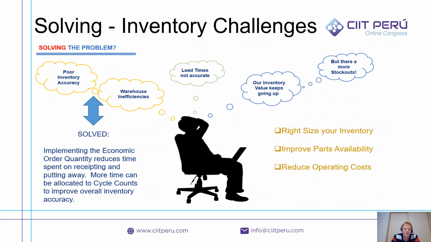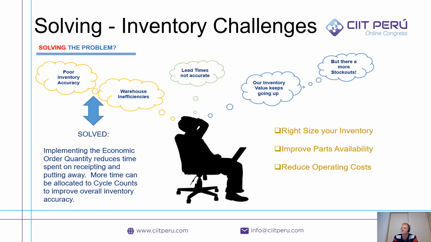So when we look at our inventory challenges, we look at our poor inventory accuracy or the warehouse inefficiencies. These problems can be solved through implementing the economic order quantity, so it reduces time spent on receipting and putting stock away. So more time can be allocated to cycle counts and to improve the overall inventory accuracy.